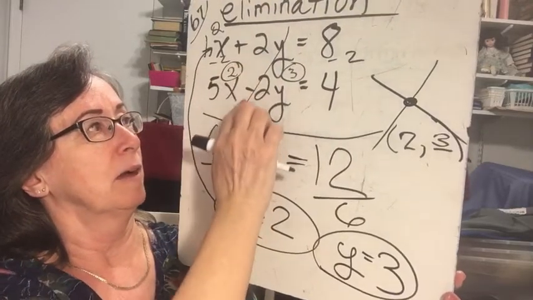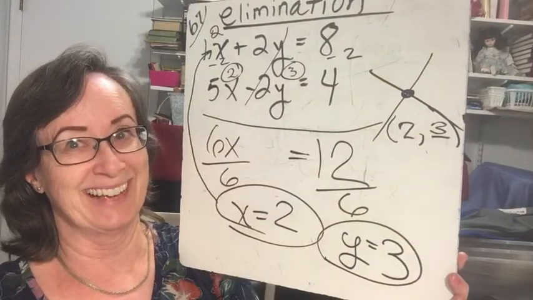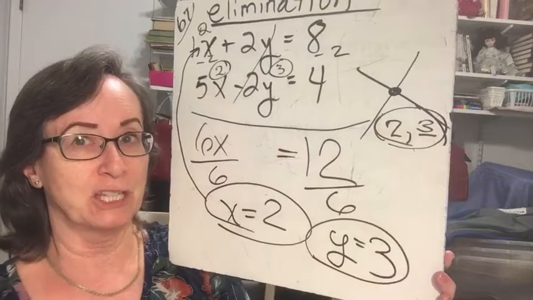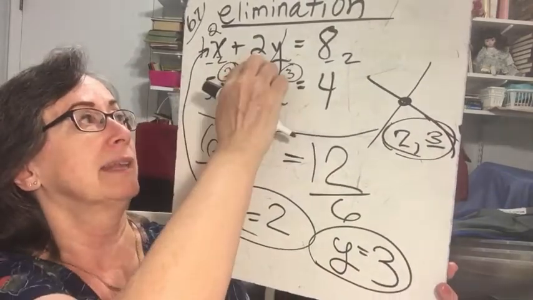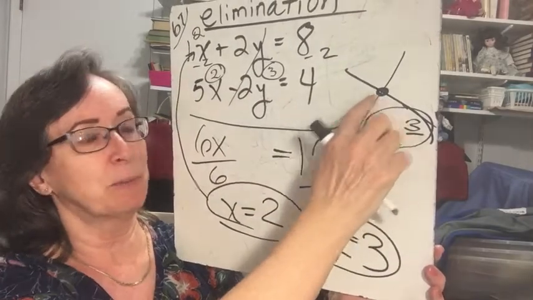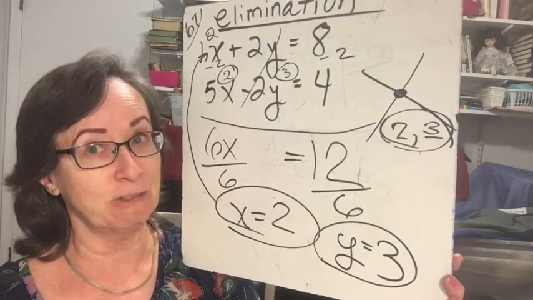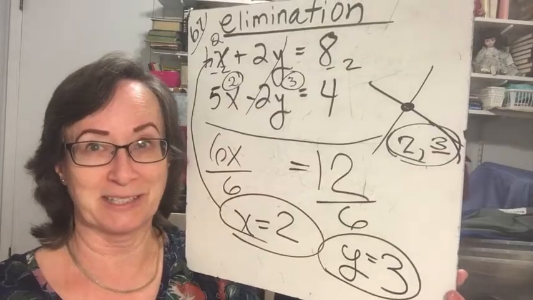10 minus 6 is 4. And that's true. Therefore, we have verified that 2, 3 is the point, the ordered pair, that solves both equations. And therefore, it is the point at which the two lines cross. And it is the solution of the system of equations.